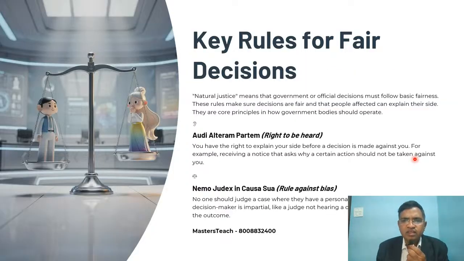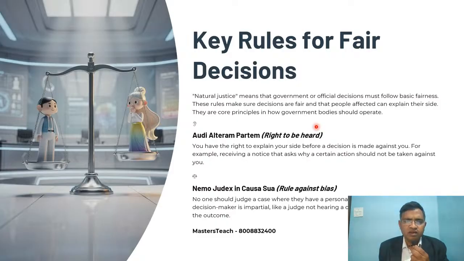Okay, then key rules for the decisions. So here natural justice means the government or official decision must follow basic fairness. These rules make sure the process is fair and the people affected can explain their side. So they are the core principles of how government bodies should operate.